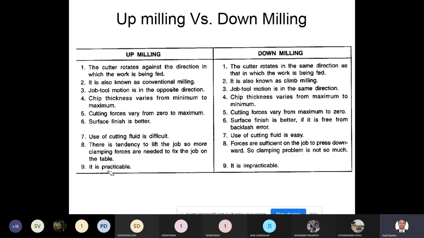And it is a practicable process, and up milling is an impracticable process. Clear?